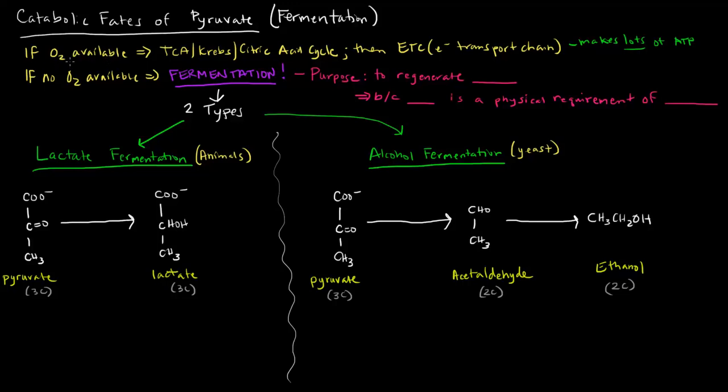If there is oxygen available, then pyruvate goes to the TCA cycle, which is also known as the Krebs cycle, which is also known as the citric acid cycle. And then after that, it would go to the electron transport chain. Well, eventually it would go to the electron transport chain in another form, in the form of NADHs and FADH2s, which can be reoxidized and make lots of ATP. More on the details of all that later.